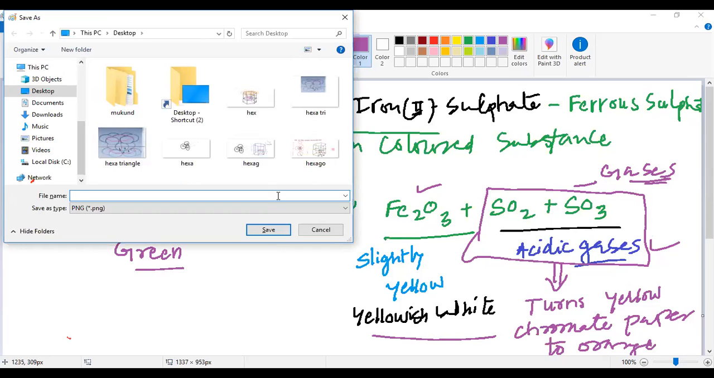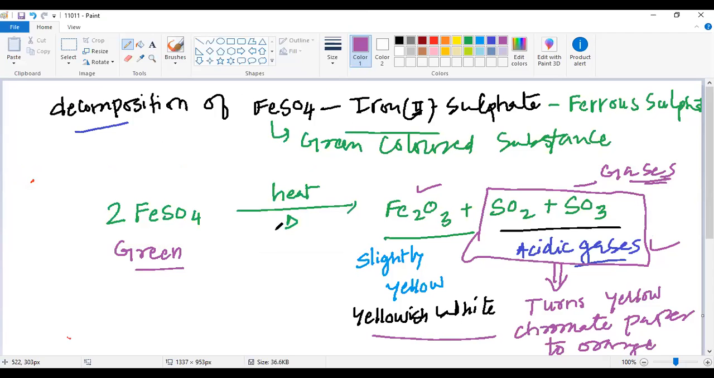how this decomposition of ferrous sulfate takes place, and this decomposition of ferrous sulfate is because of the heat, and that is why it is known as thermal decomposition. In the decomposition of ferrous sulfate, my dear students, the substance which is produced is yellowish white in color. That is your iron 3 oxide, which is also known as ferric oxide.